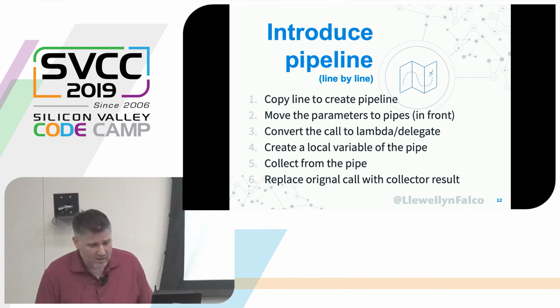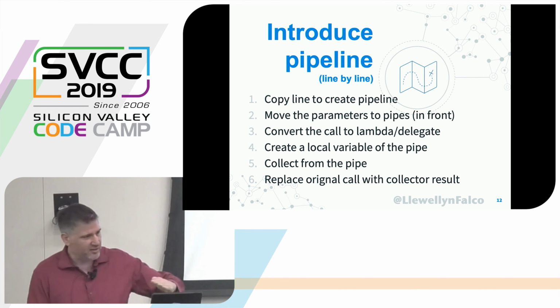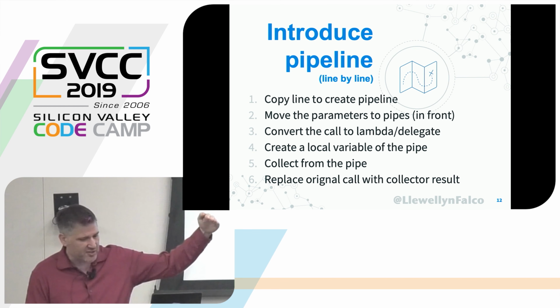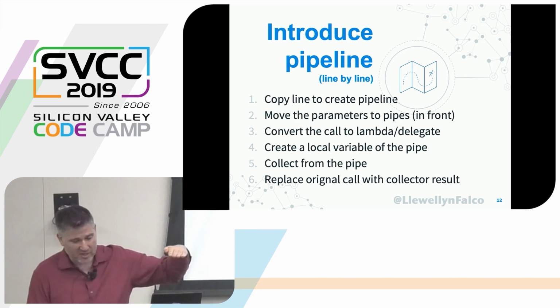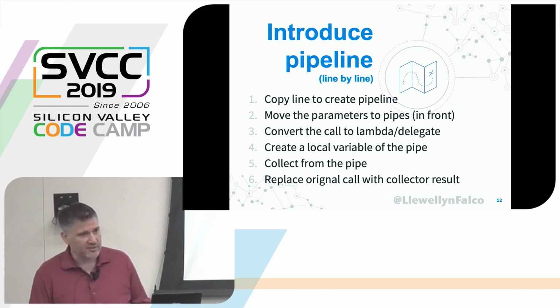All right. Again, just breaking that down a little bit more line by line. We're going to take the line, copy it to the pipeline section. We're going to move the parameters in front to pipes. We're going to convert the call to a lambda or a delegate. We're going to create a local variable from the pipe. We're going to collect from the pipe. And then we're going to replace the original call with the collector. That is the pattern that you're doing.